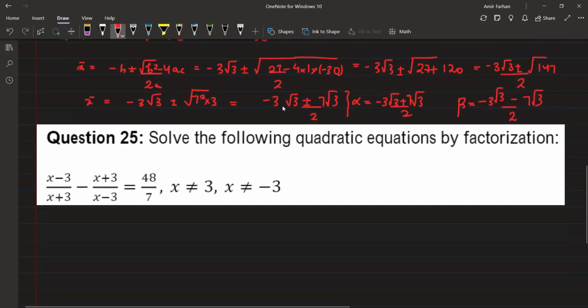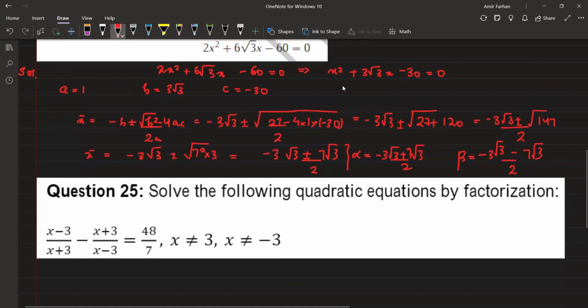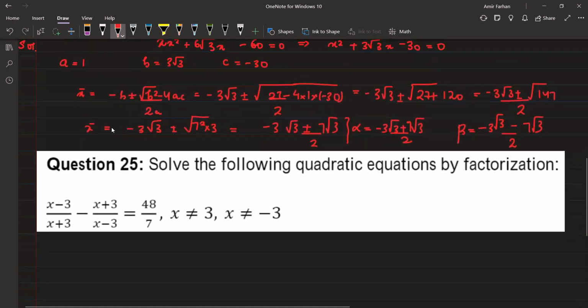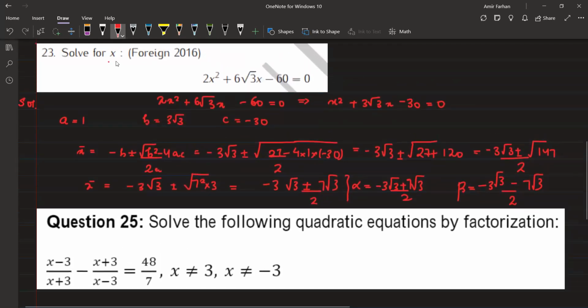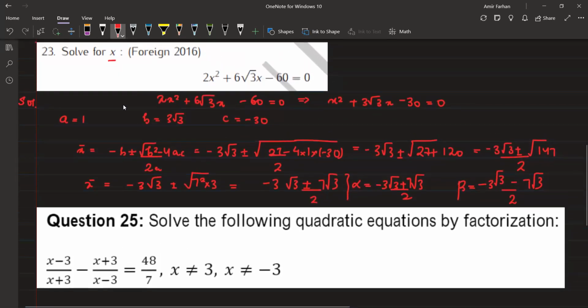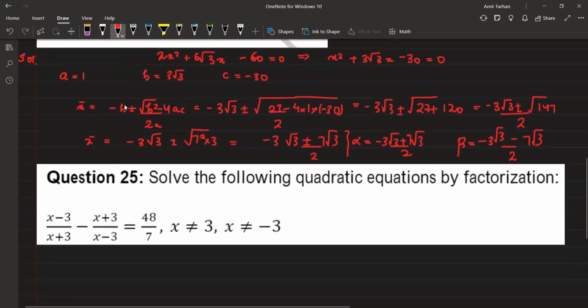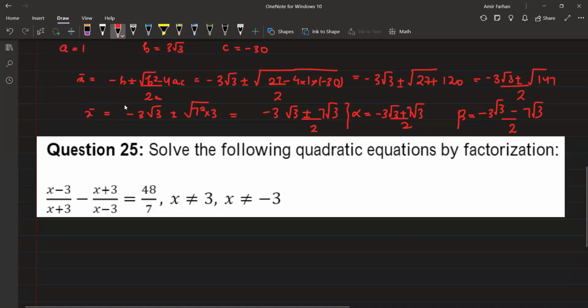Yes, because splitting this middle term is very difficult. So that's why I've used this quadratic formula. Who has used the quadratic formula? Yes, sir, I did with the formula. Okay, because nothing is mentioned, like "solve for x", only "solve for x" is written. It doesn't matter which method we apply. Okay, we find out the roots. Clear?